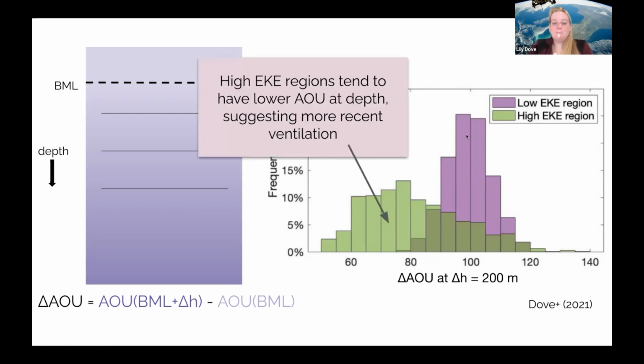So what stands out to me is that the low EKE region has this well-defined Gaussian distribution, but has average lower AOU at 200 meters than its high EKE region counterpart. And remember, this is a set depth below the base of the mixed layer. The mixed layer depth didn't change that much throughout the deployment. So what we think we're seeing is a real difference in ventilation, or movement of water between the surface and the interior ocean, between the high and low EKE regions. And I'm going to get into this much more.